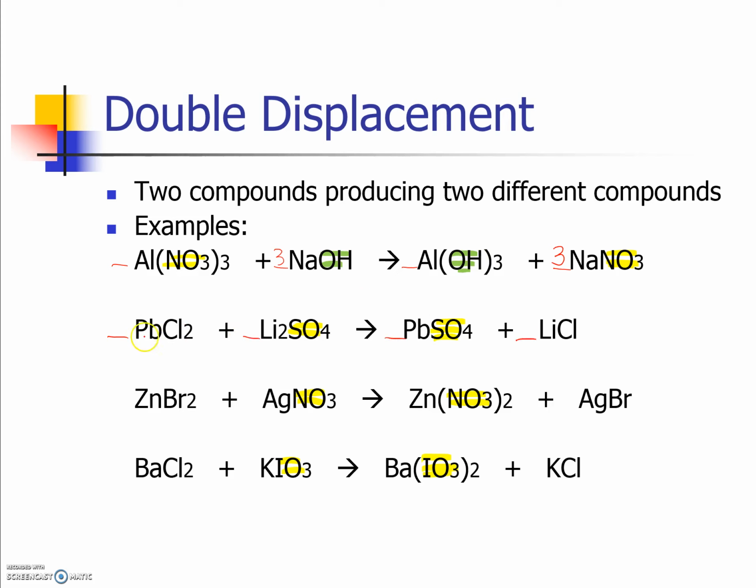Let's check this one. I have 1 lead and I have 1 lead. I have 2 Cls, so let's put a 2 here. I have 2 Lis, so I have 2 Lis and 1 sulfate and 1 sulfate, all balanced.